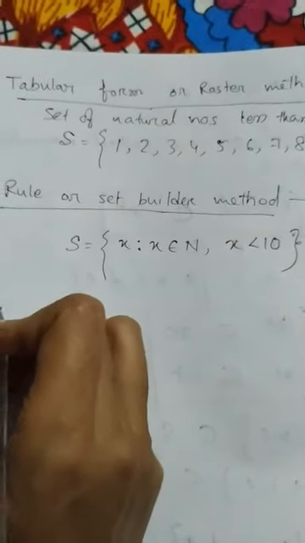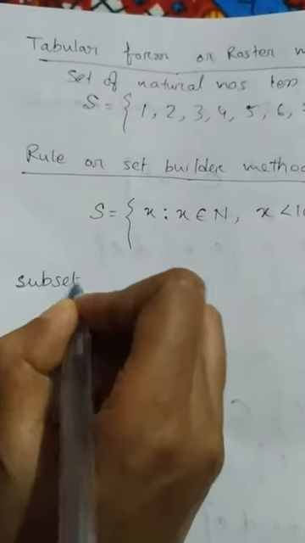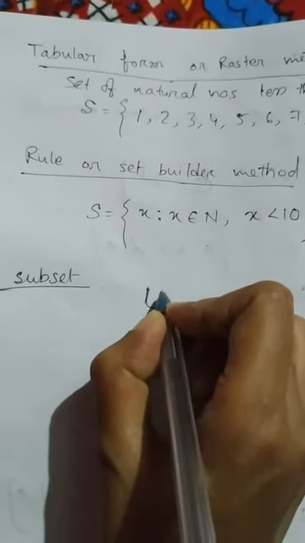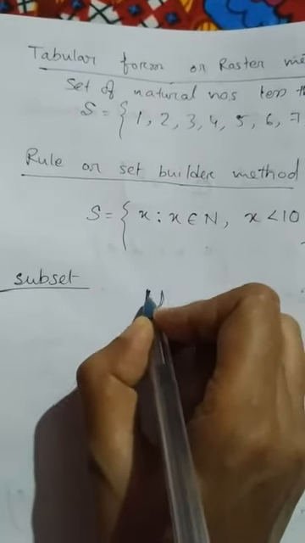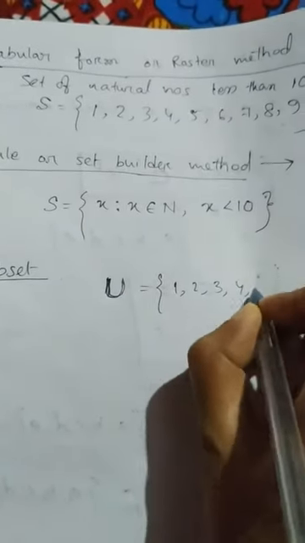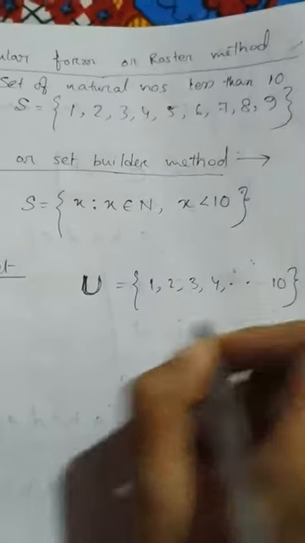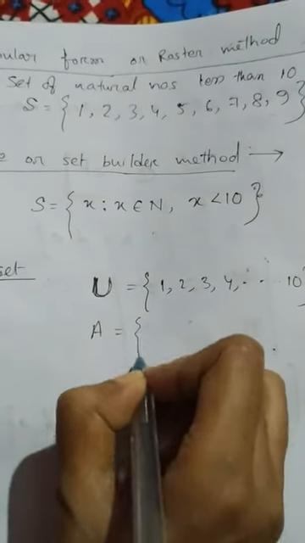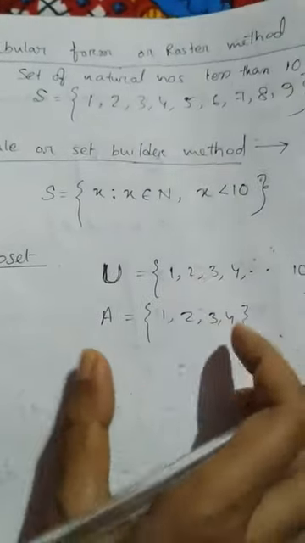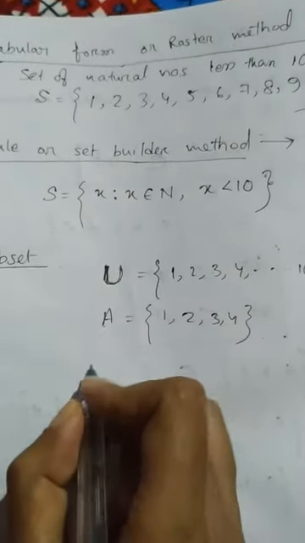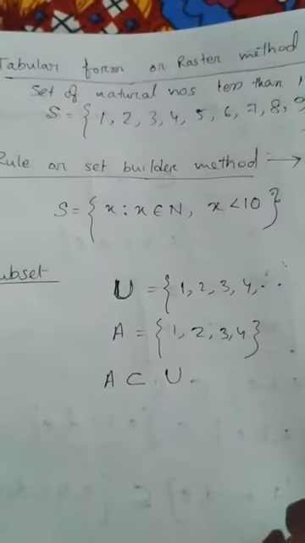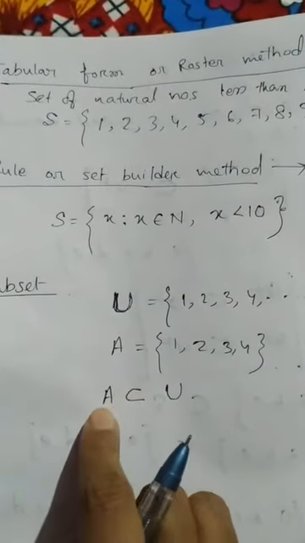Now, subset. What is a subset? Suppose U is a bigger set. Suppose U equals 1, 2, 3, 4 up to 10, and A is any set, suppose 1, 2, 3, 4. Now we can say that A is a subset of U. We can write A is a subset of U, or you can say that A is a proper subset.